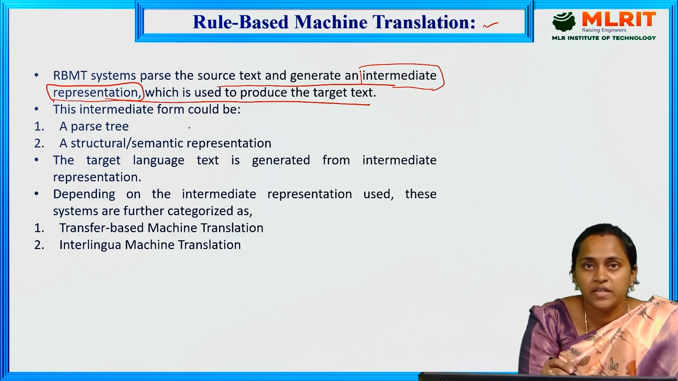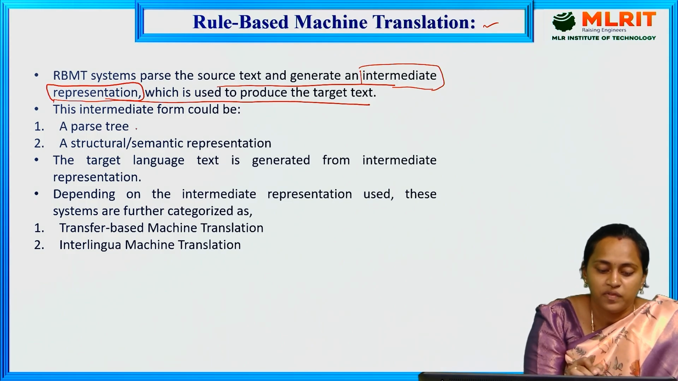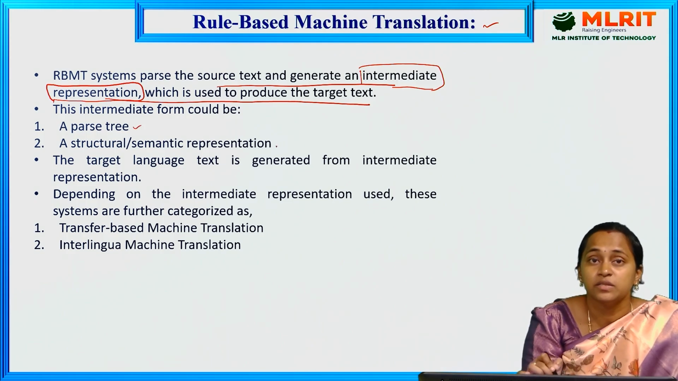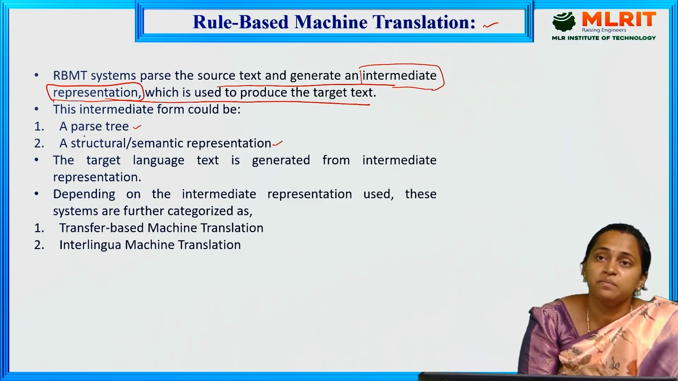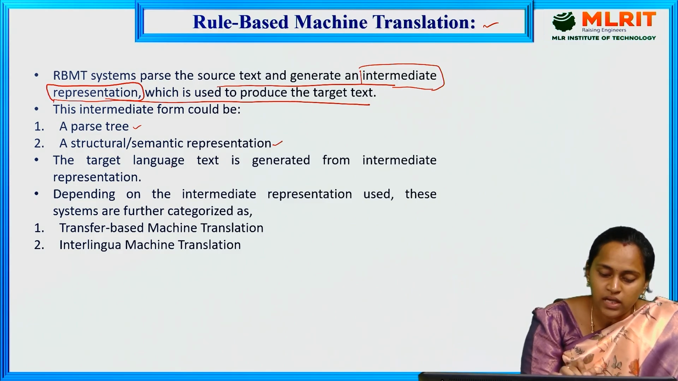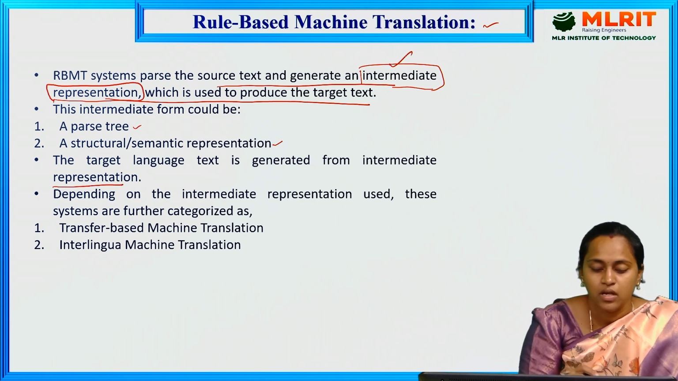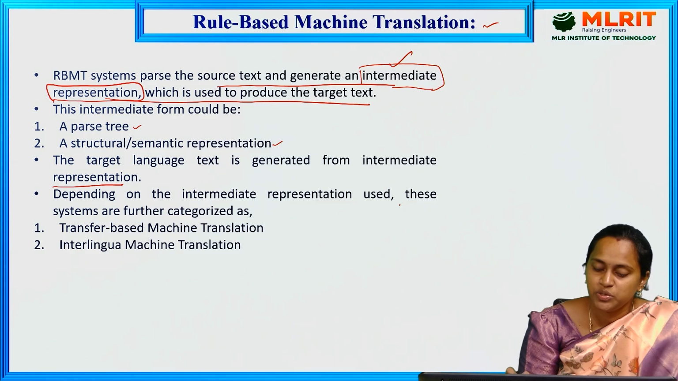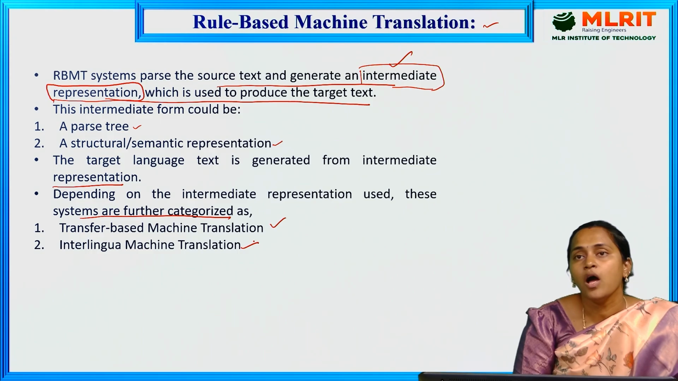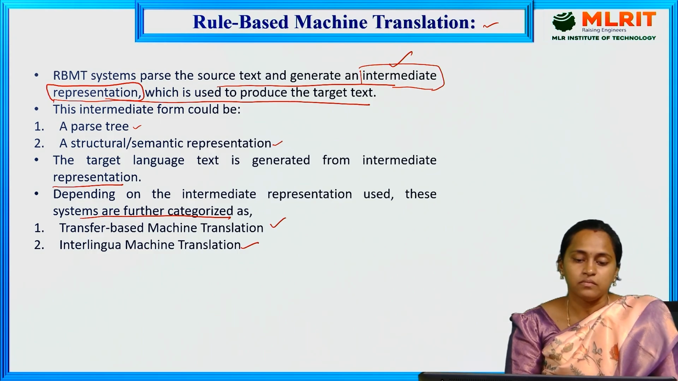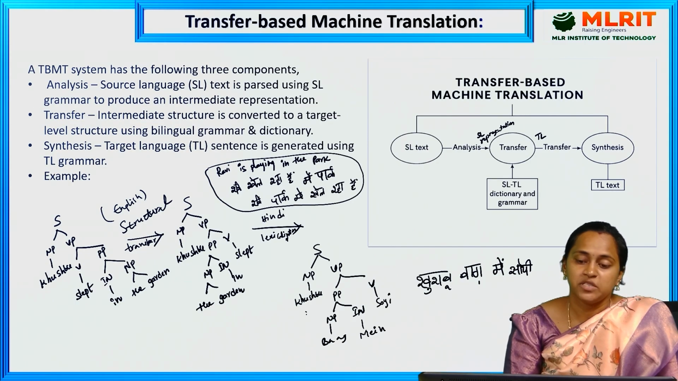How are we using the intermediate representation? First a parse tree and next a semantic representation. The target language text is generated from the intermediate representation. So finally it will generate from the intermediate representation. Depending on the intermediate representation, these systems are further categorized into two types: transfer-based machine translation and interlingua machine translation. Let's see transfer-based machine translation.